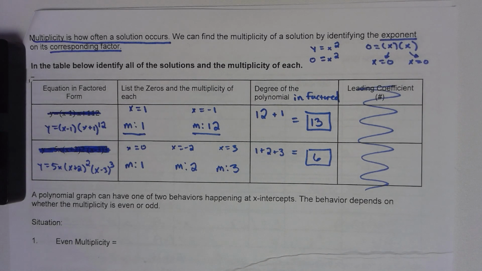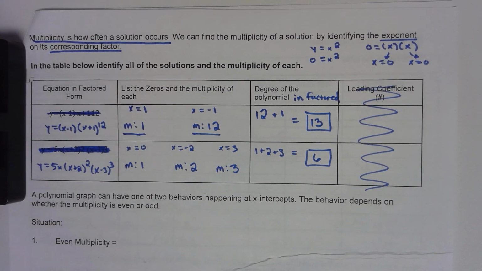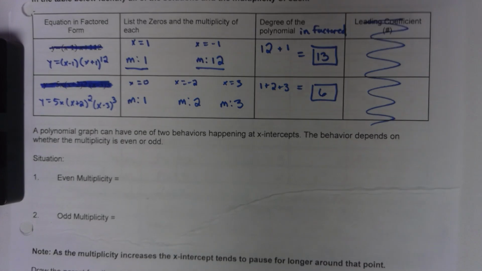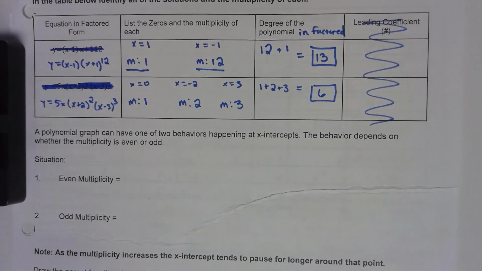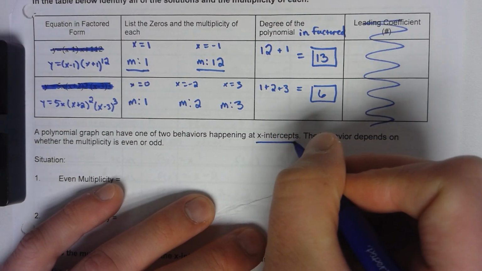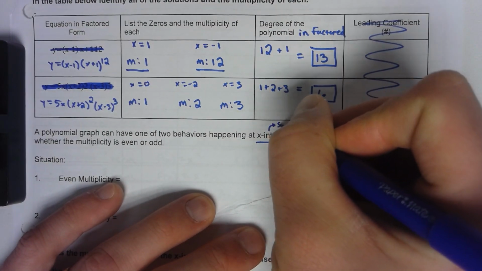Okay, so last little thing we have here, and this is going to relate more to what we do tomorrow, and I'll remind us about all this tomorrow, is the multiplicity of a particular solution tells us what the graph does at the solutions. So when I say solution, what point am I referring to on the graph? The x-intercepts. Okay, so x-intercepts are the solutions.